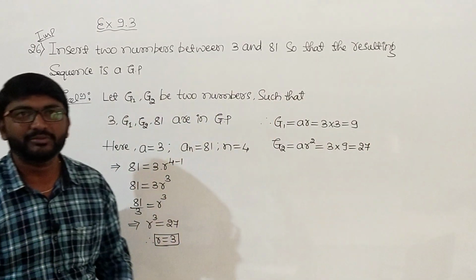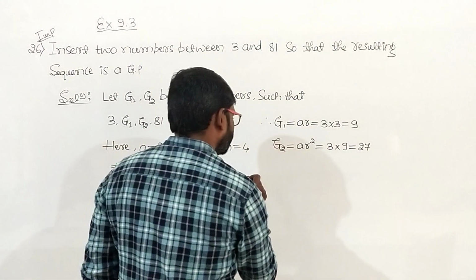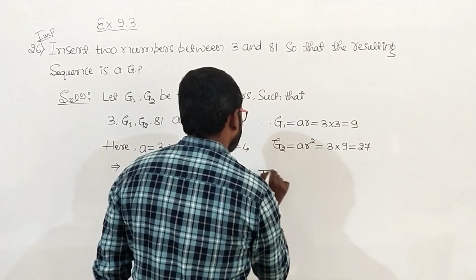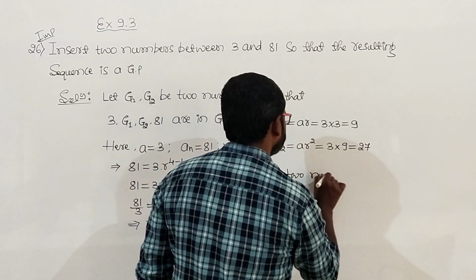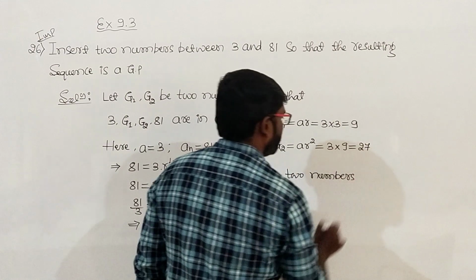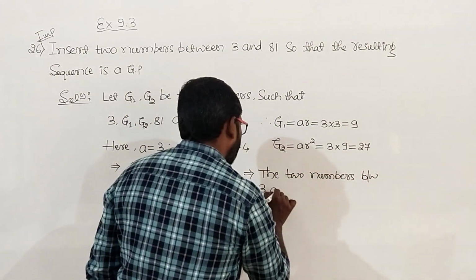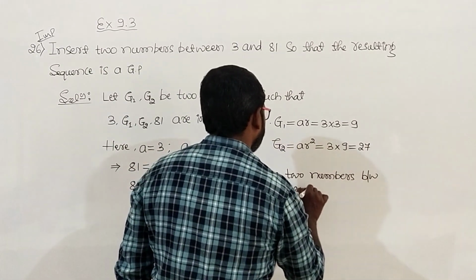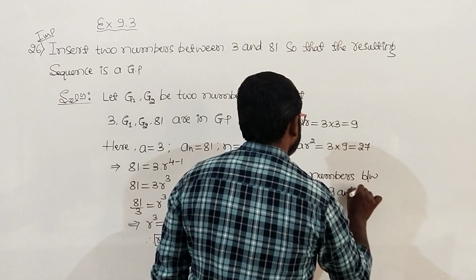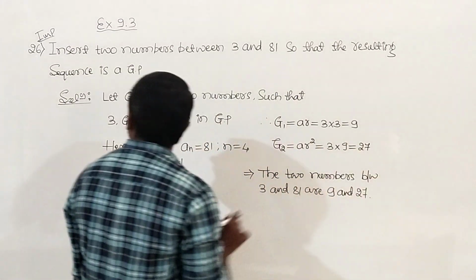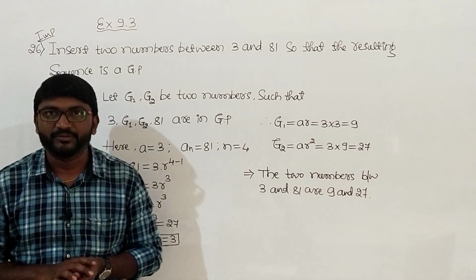So what are the two numbers now? It is 9 and 27. This implies the two numbers between 3 and 81 are 9 and 27. So this is all about the 26th problem.